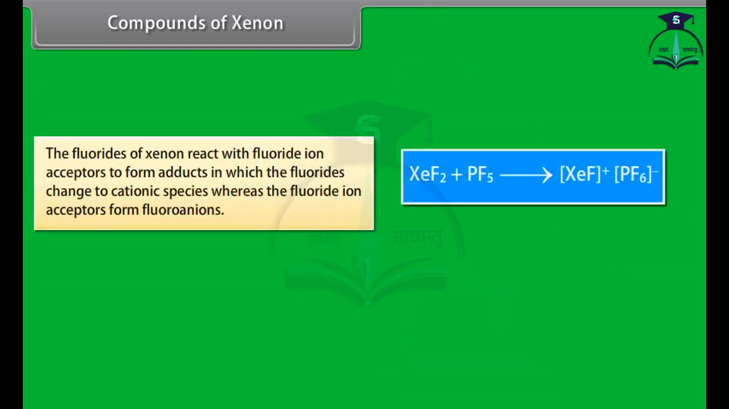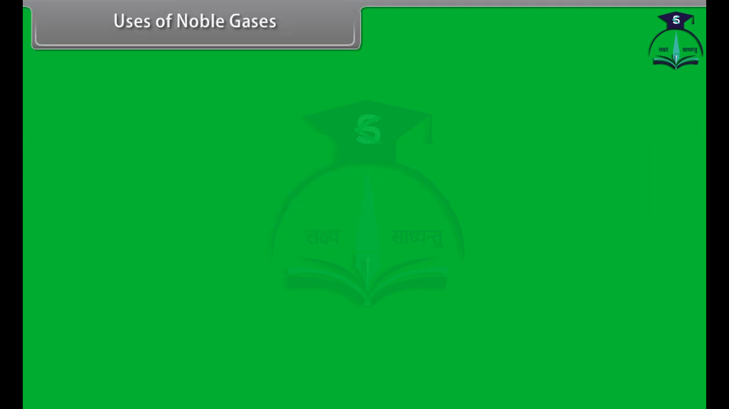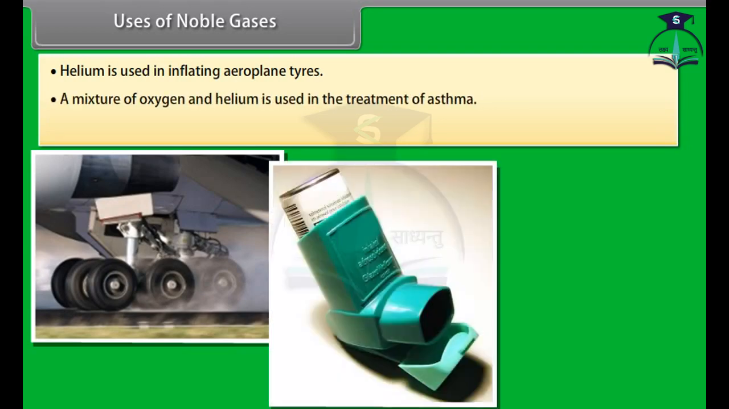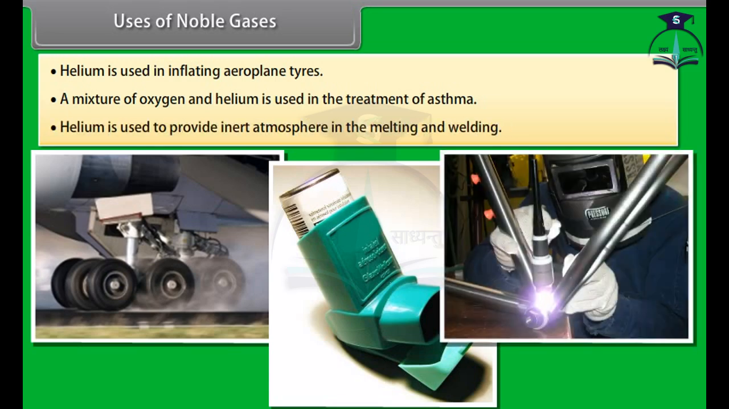The fluorides of xenon react with fluoride ion acceptors to form adducts in which the fluorides change to cationic species, whereas the fluoride ion acceptors form fluoroanions. Uses of noble gases. The important uses of noble gases are the following. Because of the lightness of helium, it is used in inflating aeroplane tires. A mixture of oxygen and helium is used in treatment of asthma. Helium is used to provide an inert atmosphere in melting and welding.